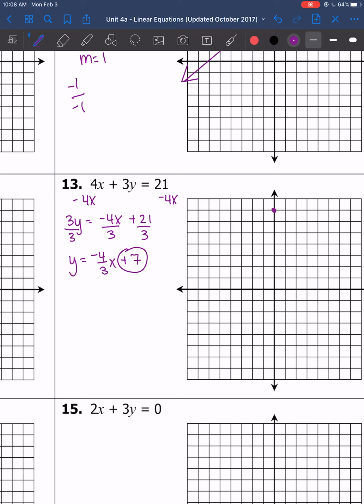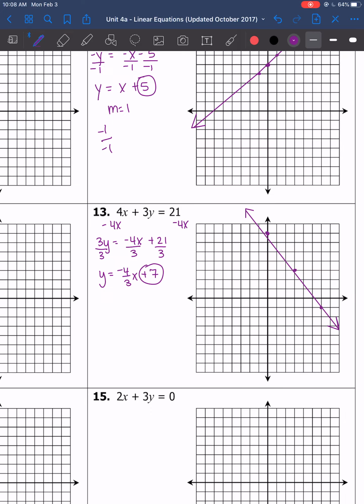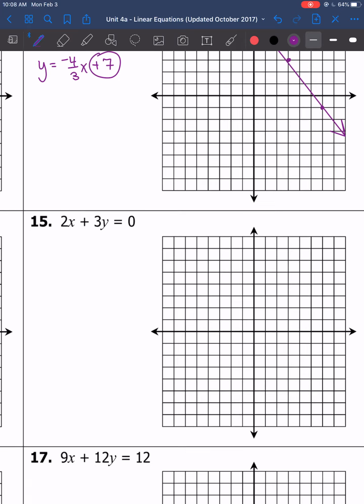And my slope is negative 4/3. So I'm going to go down 4 and right 3. And I'm going to go down 4 and right 3. And now I'm going to connect my points. That's how you graph that one. And if you think about it, it makes sense. It looks like our other one, just in a different color.